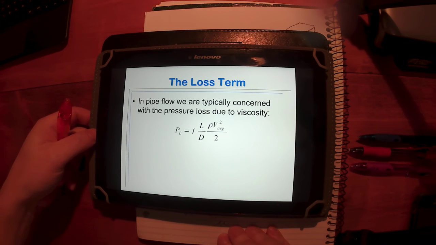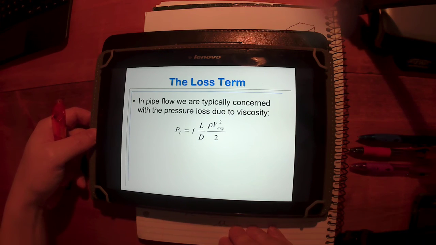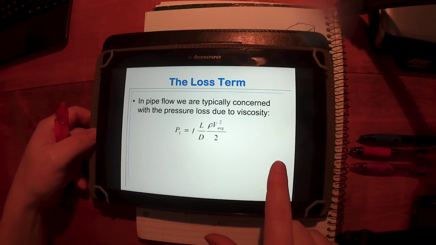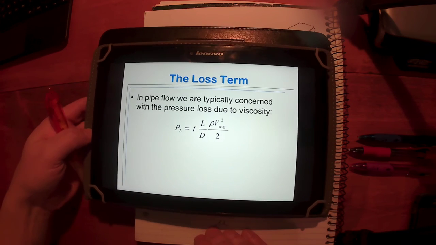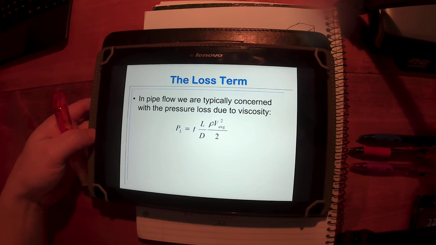Anyway, here we are. Normally when we're dealing with pipe flow, we're typically concerned with the pressure loss due to this viscosity, due to the viscous flow. Right? So that's what we're trying to quantify, is what is the pressure loss over a length of pipe.